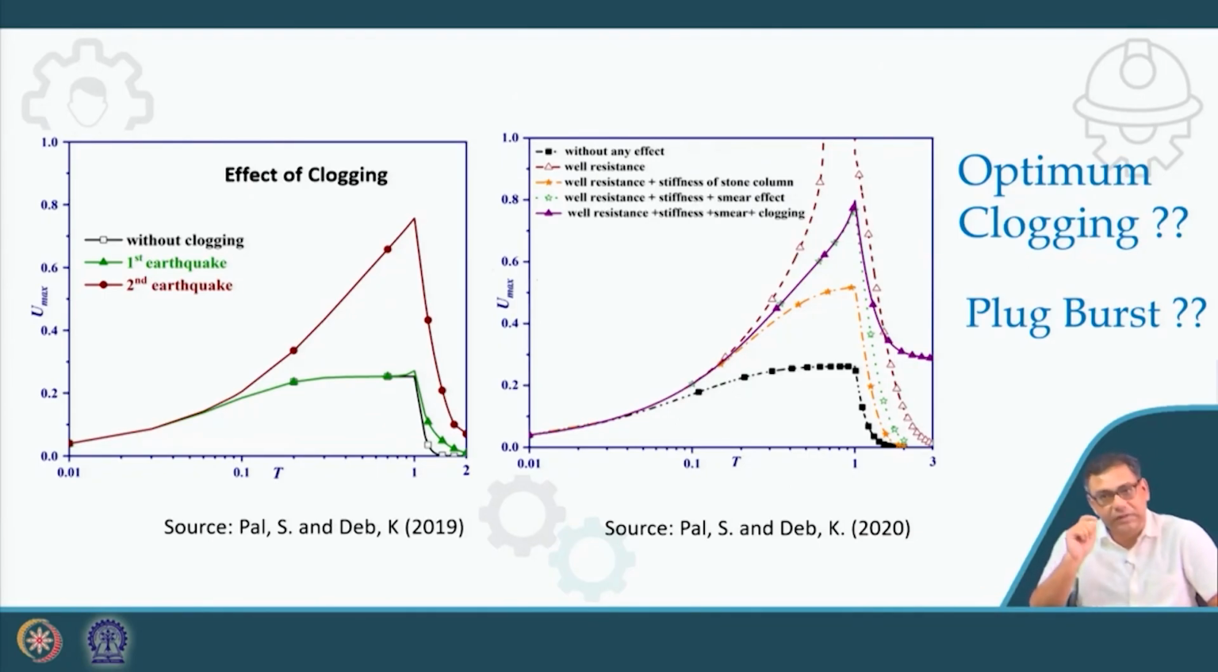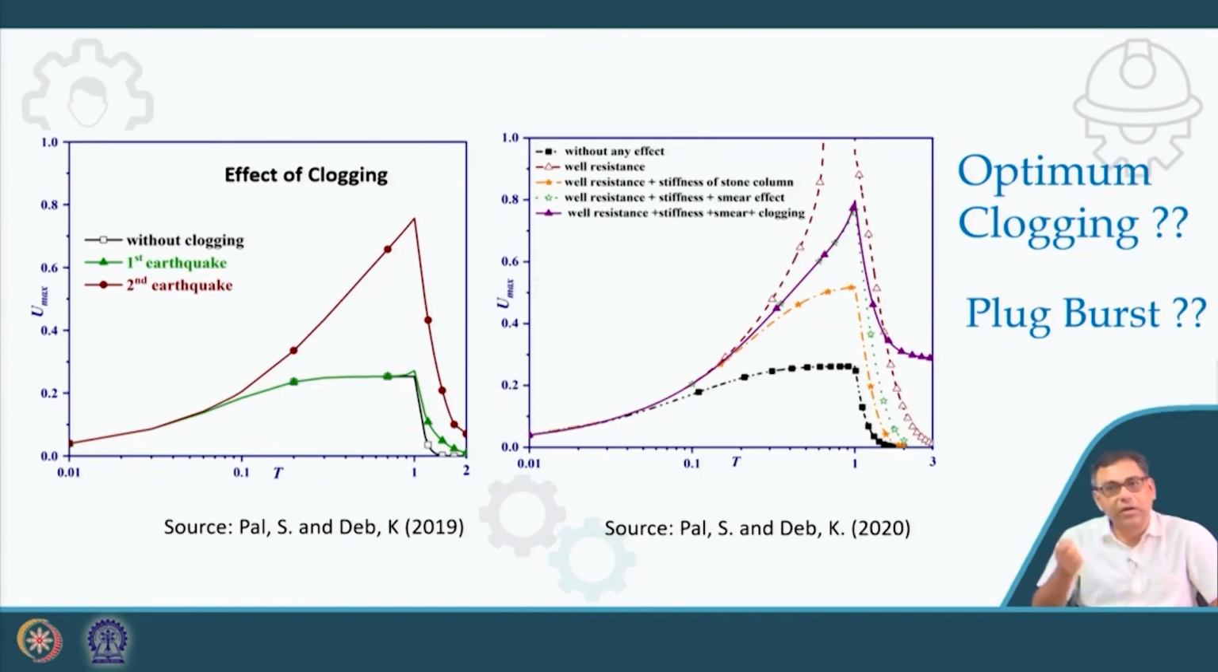But if I consider the stiffness, that will act as a positive effect. It will dissipate the water at a faster rate, so the RU value will decrease. And then if I consider the smear effect or the densification effect, then due to the reduction of the permeability of the soil surrounding the stone column, or close to the stone column, the drainage performance will be reduced. So that means the water pressure ratio will increase.